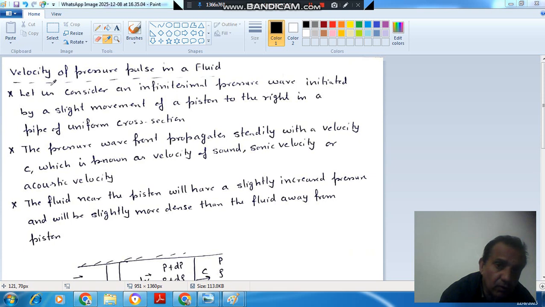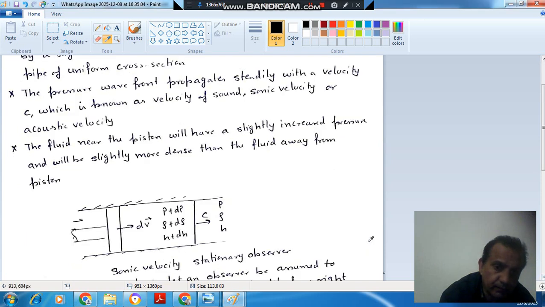Next topic in the chapter of flow through nozzle is velocity of pressure pulse in a fluid, or velocity of sound in a fluid. Suppose this is your piston cylinder arrangement, and in the cylinder there is gas which is stationary initially, having pressure P, density rho and enthalpy h. Now a small displacement is given to the piston so that the piston moves by an amount dV, and it creates a pressure pulse which moves with velocity c.